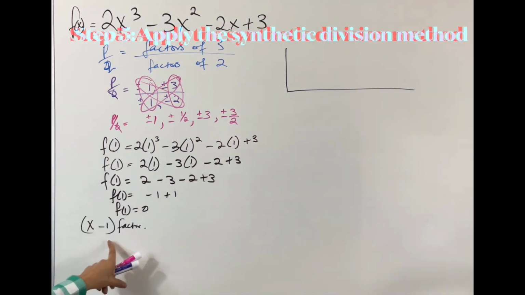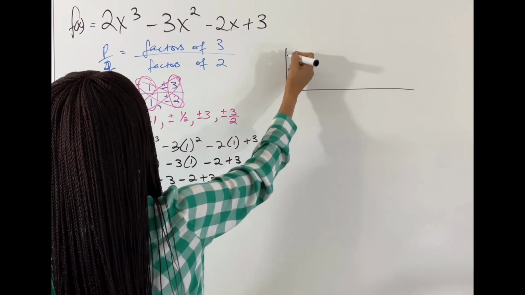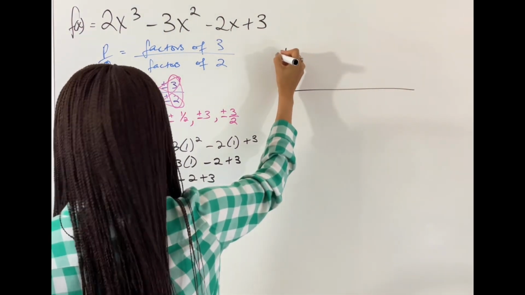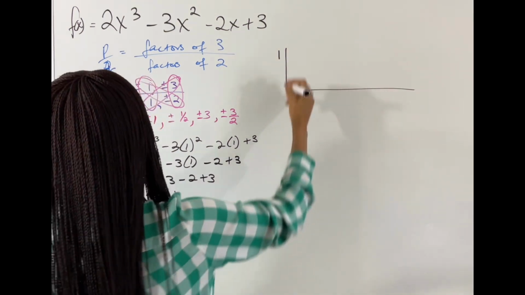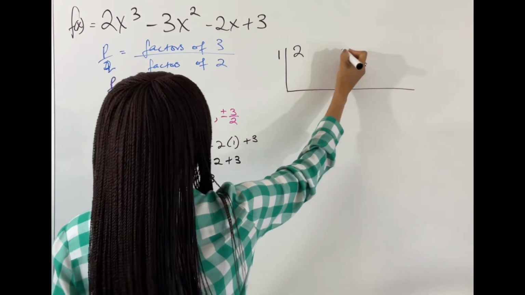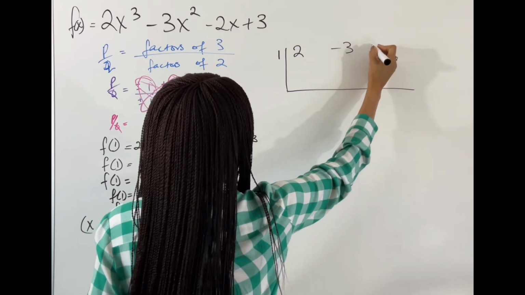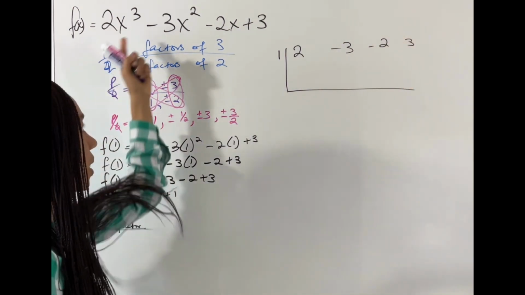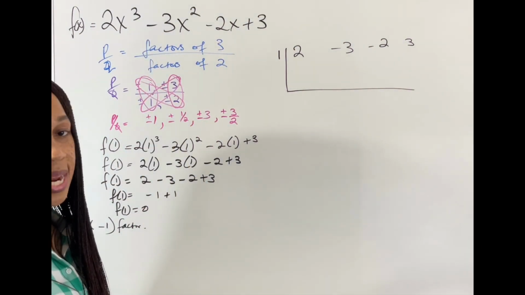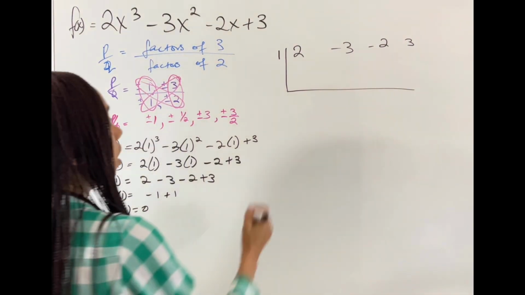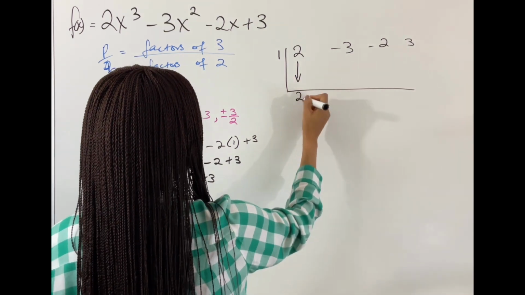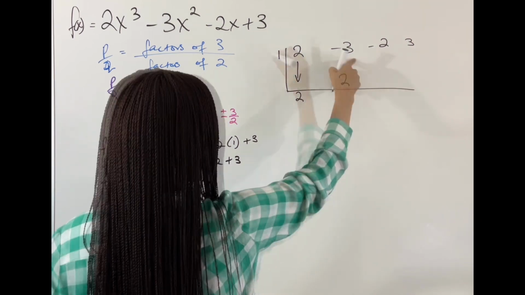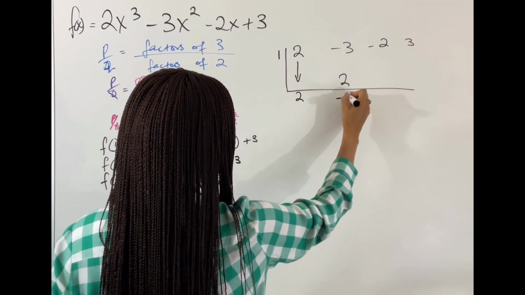We can apply the synthetic division so we can factor out and know what is left. So we have our 1, which is going to be here. Then we will put our 2, negative 3, negative 2, and 3. We don't have a missing term here, so we don't need any 0 placeholder. So we are going to bring this down, which is going to be 2. 1 times 2 is 2. We're going to put it here. Negative 3 plus 2 is going to be negative 1.